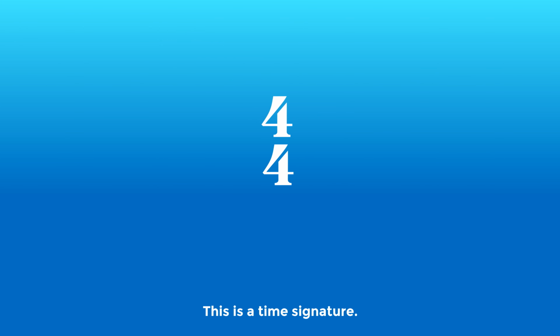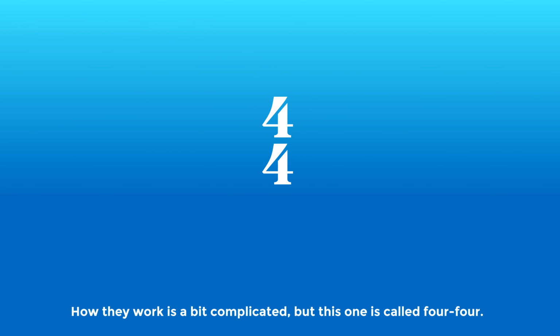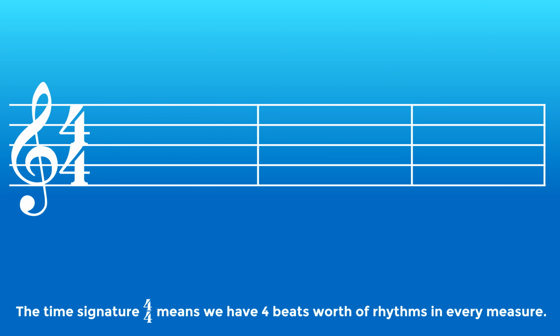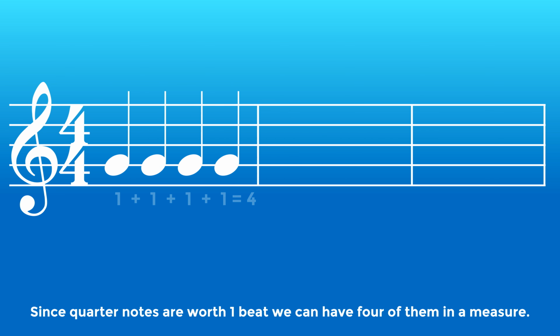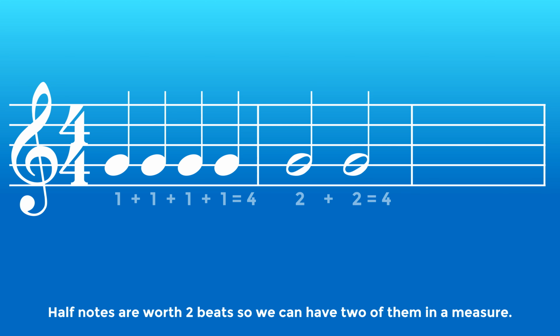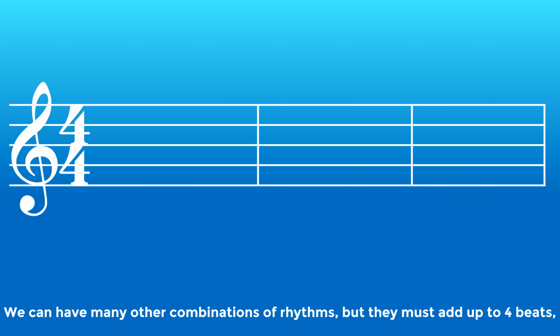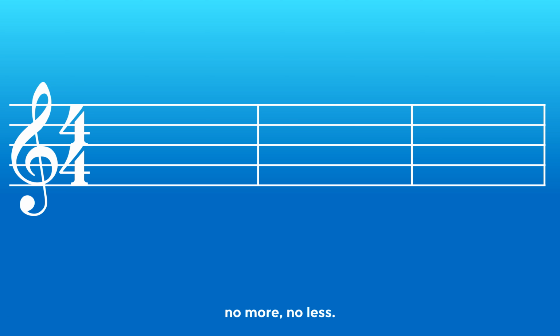This is a time signature. How they work is a bit complicated, but this one is called 4/4. The time signature 4/4 means we have 4 beats worth of rhythms in every measure. Since quarter notes are worth 1 beat, we can have 4 of them in a measure. Half notes are worth 2 beats, so we can have 2 of them in a measure. Whole notes are worth 4 beats, so we can only have 1 of them in a measure. We can have many other combinations of rhythms, but they must add up to 4 beats. No more, no less.